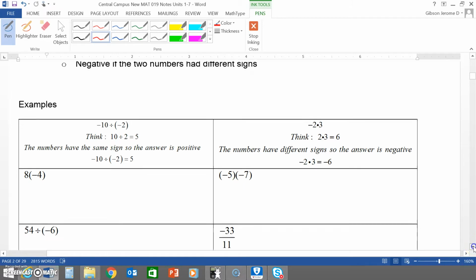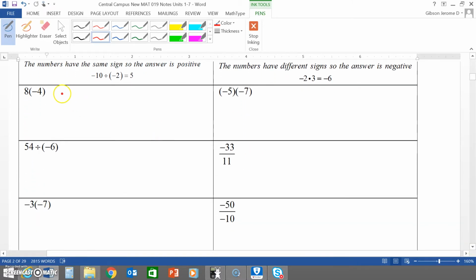So let's apply this. We have two numbers here. We have a positive and negative, so we know it's going to be negative. 8 times 4 is still 32. So your final answer is negative 32. Then we have here negative 5 times negative 7. A negative times a negative is positive because they're the same sign and there's only two numbers. So 5 times 7 is 35.